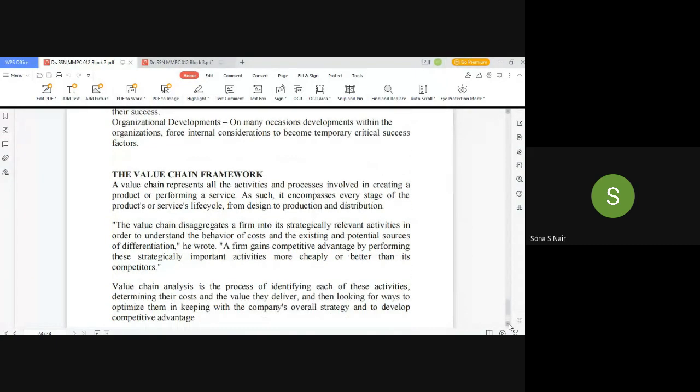A value chain represents all the activities and processes involved in creating a product or performing a service from the raw material stage to reaching the customer stage. That is a value chain.